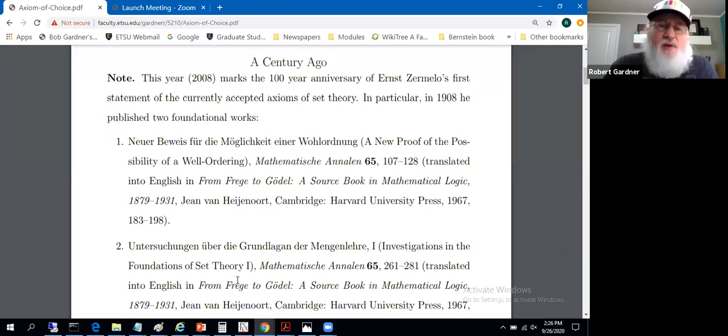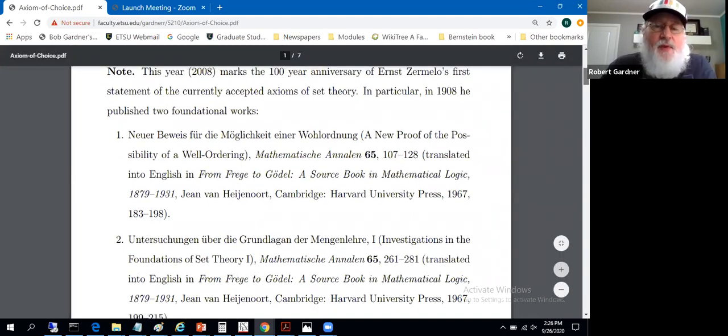Translations of these can be found in a book, we'll refer to this a few times, From Frege to Gödel, a source book in mathematical logic, 1879 to 1931. It's Harvard University Press. It's fairly old. It's still in print in paperback, and it includes English translations of these two works.